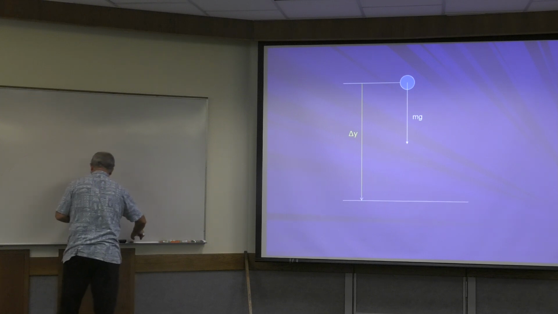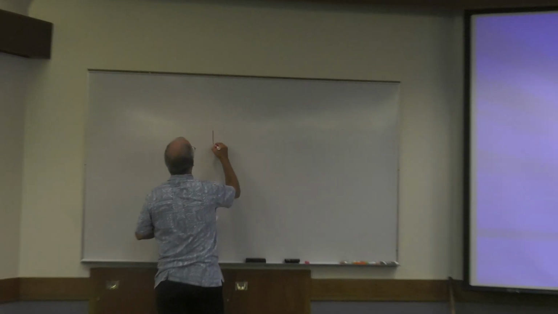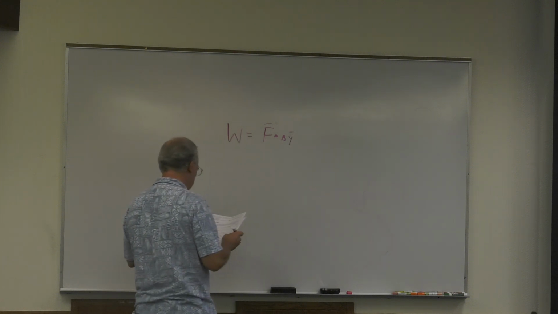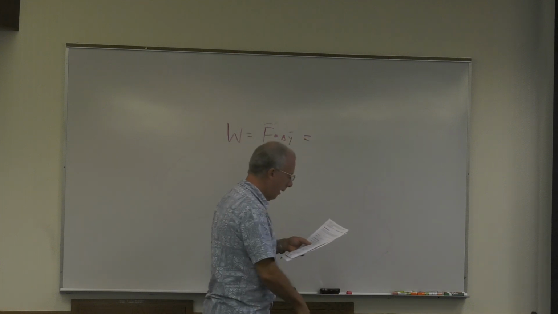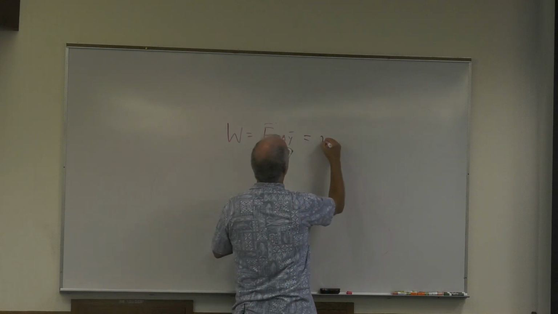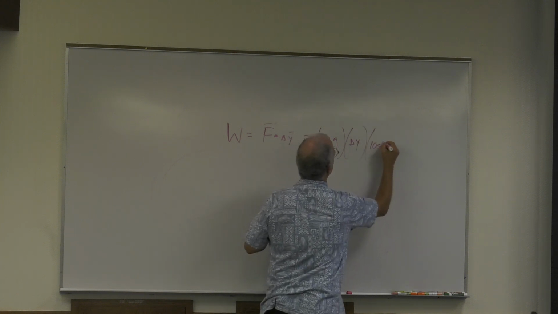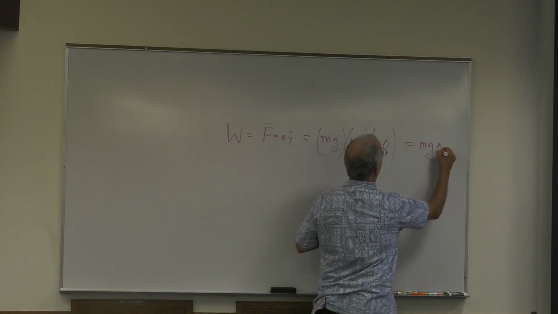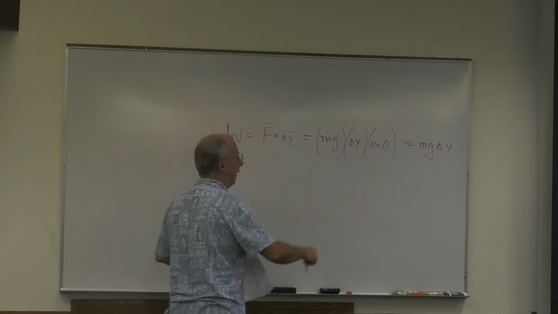Now it's a constant force, so we don't have to do an integral. Isn't that nice? So work equals F dotted with delta y. The gravitational force is down, delta y is down, so the angle is 0. The force is mg, delta y is delta y, and the angle is 0, and the cosine of 0 is 1. So the answer is just mg delta y. No kidding. Okay, that was nice, such a straightforward one.